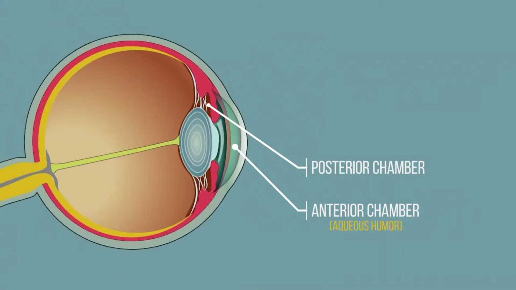The aqueous humor fills the anterior chamber, maintaining intraocular pressure and providing nourishment, while the vitreous humor, a gel-like substance, helps to preserve the eye's shape and keeps the retina in close contact with the underlying tissue layers.